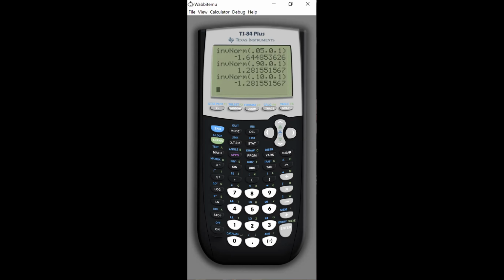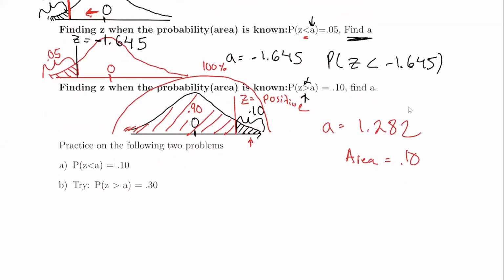Any questions for that third example? All right, so there are two problems there to try, and technically we already did one of them. So try practicing on A and B, that way you could become expert on converting a percentage into a z-score. So do try doing A and B right now. But technically we already did A. A is just negative 1.282. So try doing B.